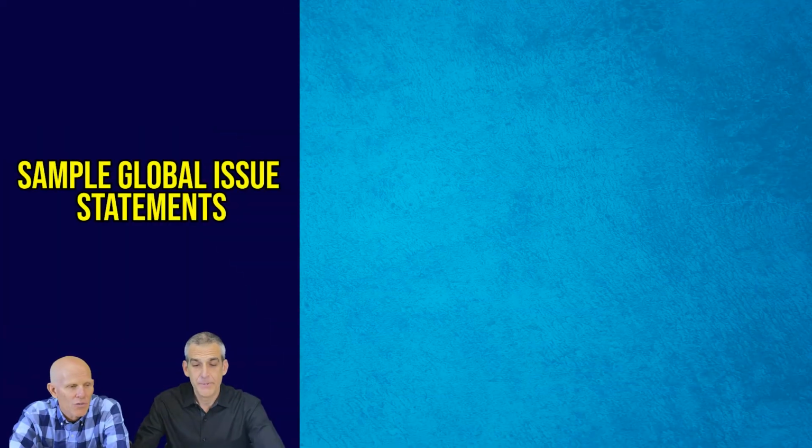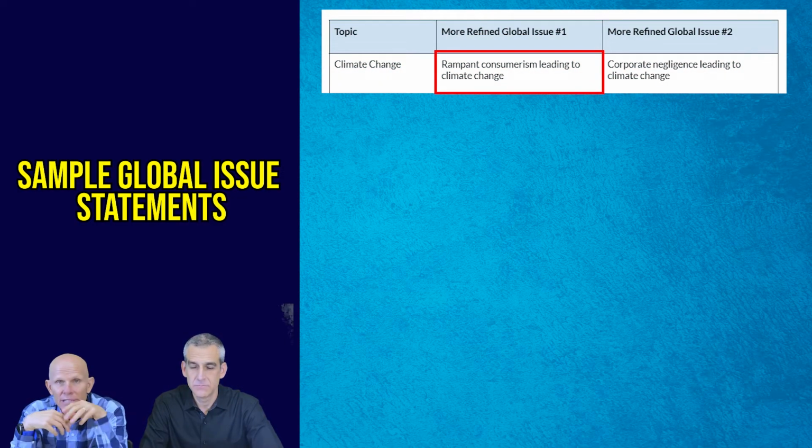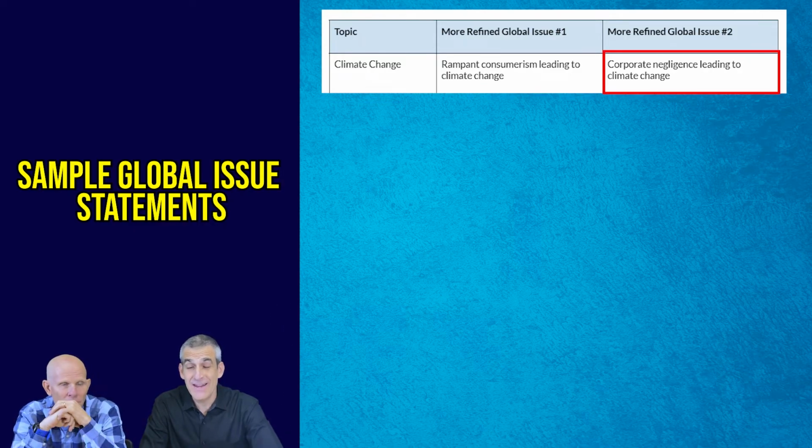What do you say we look at some topics and then consider some global issues stemming from those topics? Sounds good. So we're starting with the topic of climate change. Maybe think about how rampant consumerism can lead to climate change. Yeah, I like that. Also, you could think about corporate negligence and how that leads to climate change. You have many angles you can play with this topic of climate change.